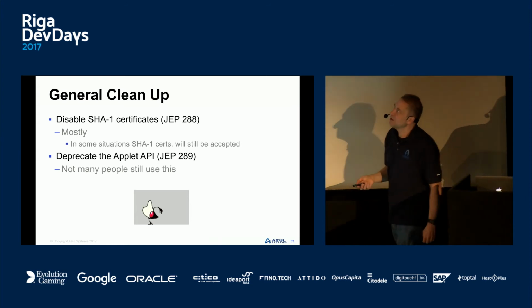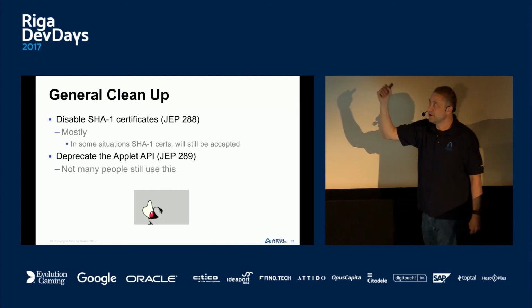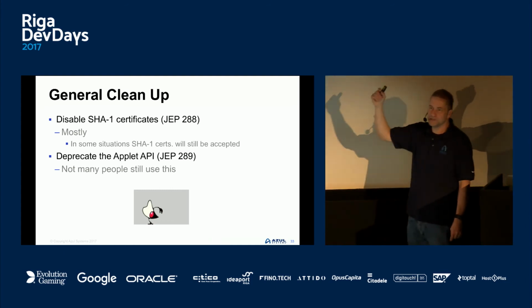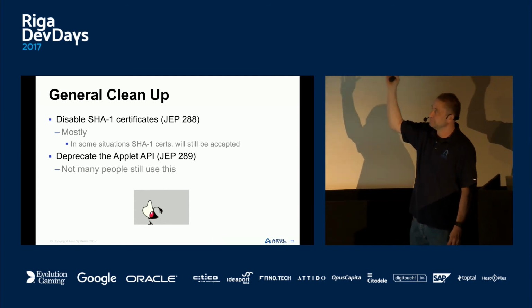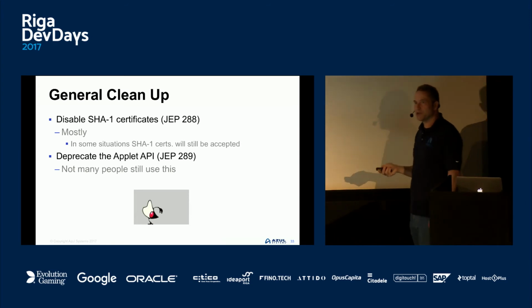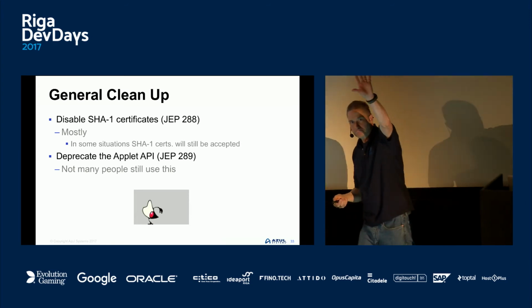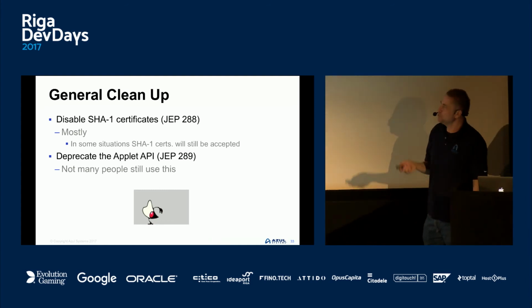General cleanup. So there's a few things like the SHA1 certificates are going away. Almost. There's a couple of places where they have to leave them behind because there are certain situations where they still need to be used, but theoretically they're going away. The applet API is finally being deprecated. Anybody still using applets? No. Okay, so that's probably a good thing then. Sadly, Tumbling Duke, no more. He's gone.